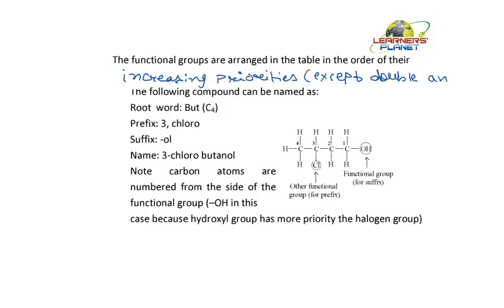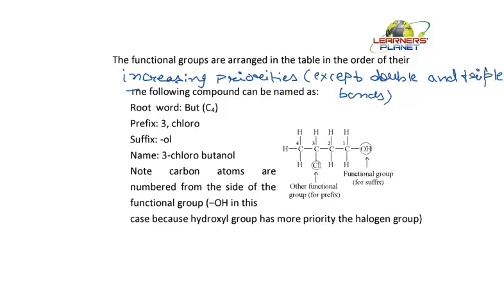And triple. So till carboxylate group, the priorities are increasing. Now here is one example, students. The following compound can be named as... How can this following compound be named?